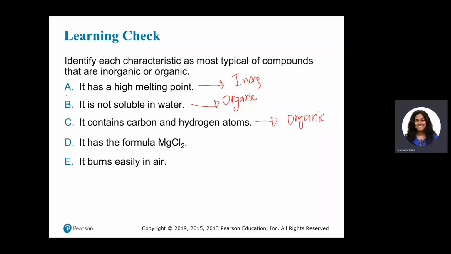It has the formula magnesium chloride. Magnesium is a metal and chloride is a nonmetal. So this is an inorganic compound. It burns easily in air. The flammability is very high in organic compounds. So this is a property of an organic compound.